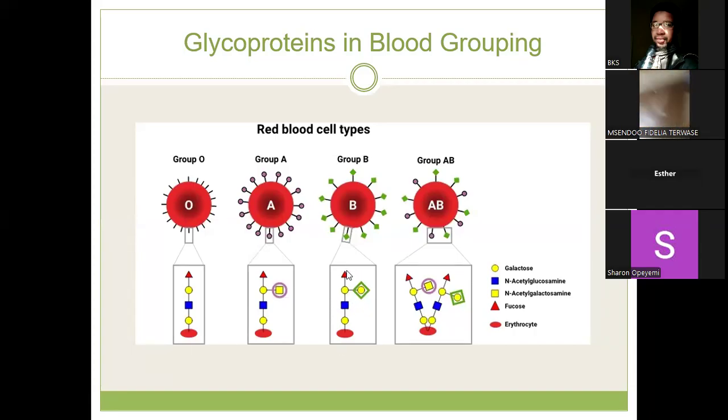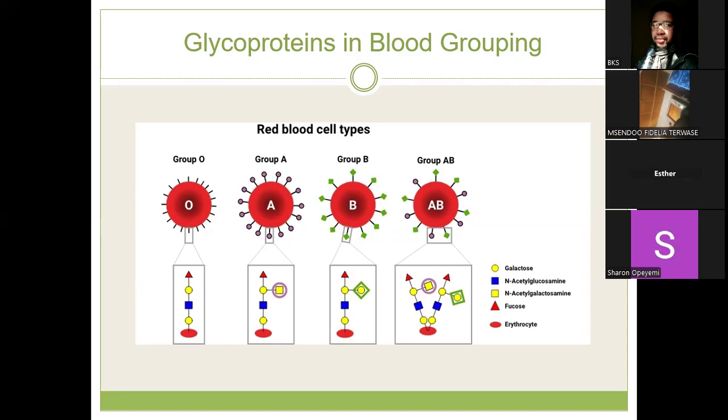So the last group on their red blood cells, apart from the normal sugar as in O, they have on the galactose, instead of N-acetylgalactosamine as in the case of A, they have another galactose attached to galactose. So they are classified as individuals with blood group B.